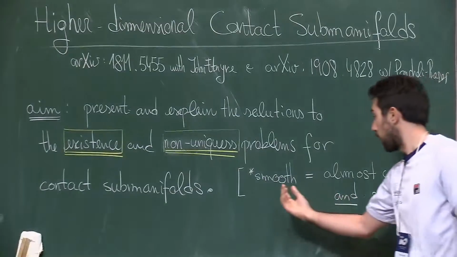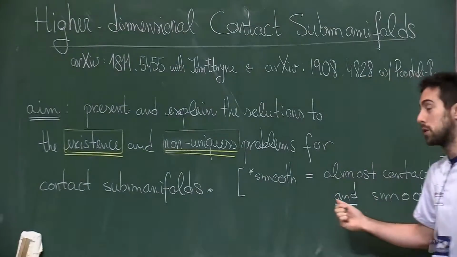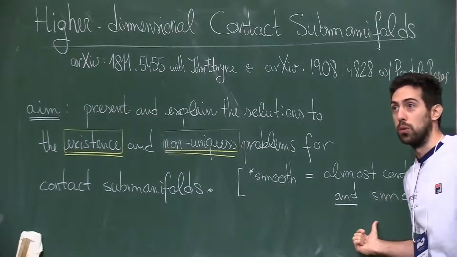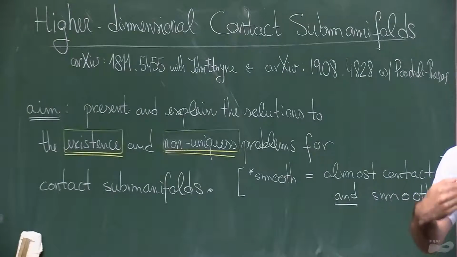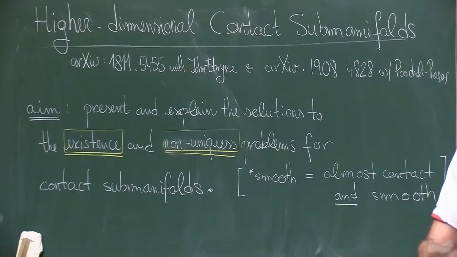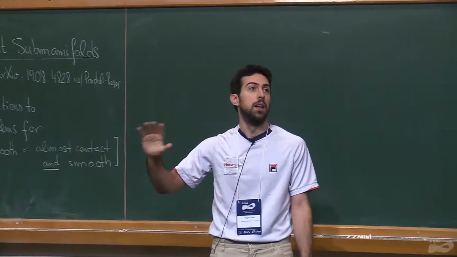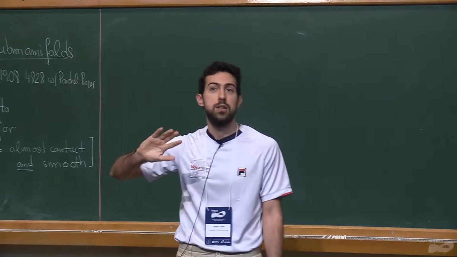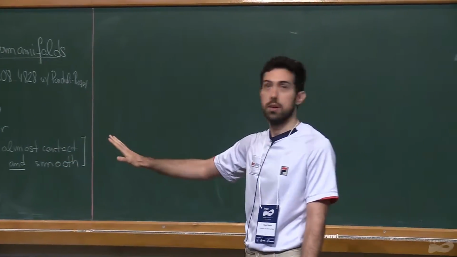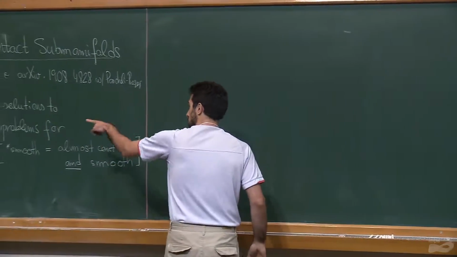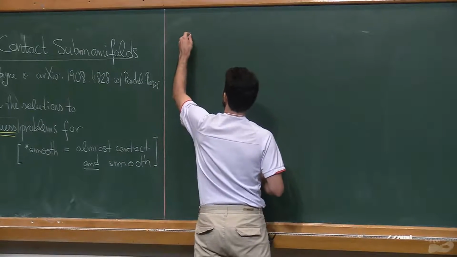By the way, for experts, smooth will always mean almost contact and smooth. So every time that I say a smooth isotopy, it means an almost contact and smooth isotopy. So everything related to formal geometry, algebraic topology, I'm just saying that that's smooth theory. Okay? So let's start with the existence problem, at least what is the statement.